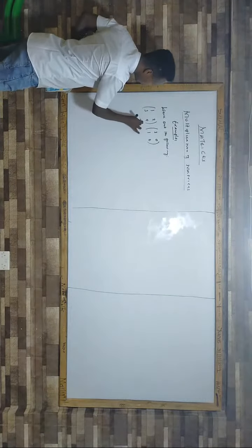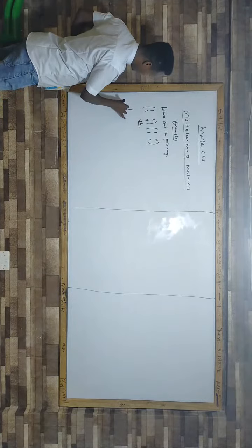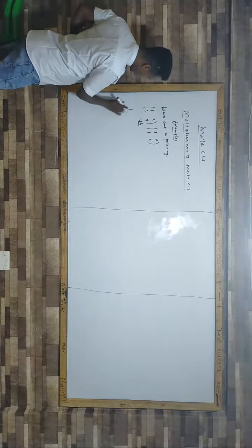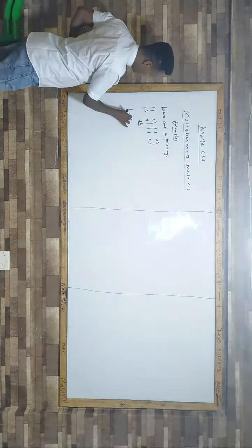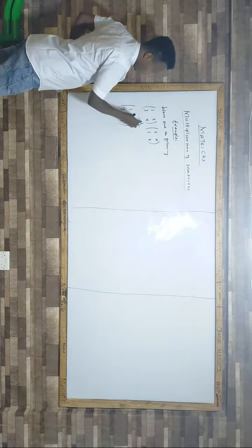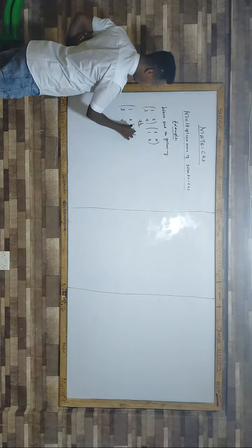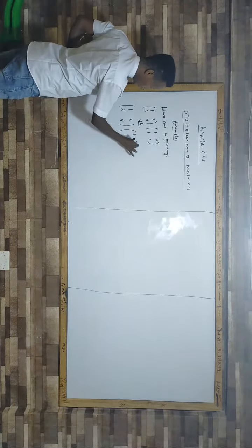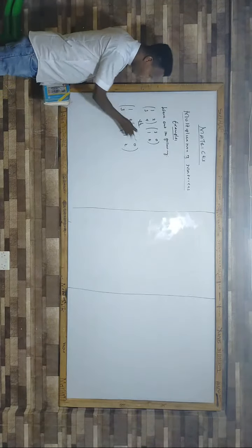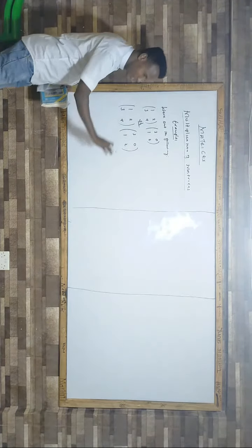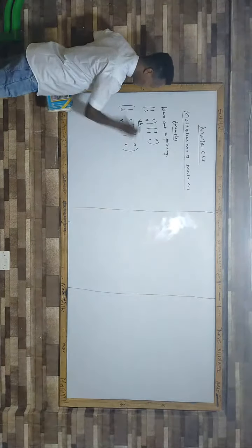Coming to the solution, I will write what's given. We have 1, 3, then we have 2, 4. Then we also have 3, 1, and then 0, 2. Take your time. It is this row versus this column. Then space. Again, this row versus this column.